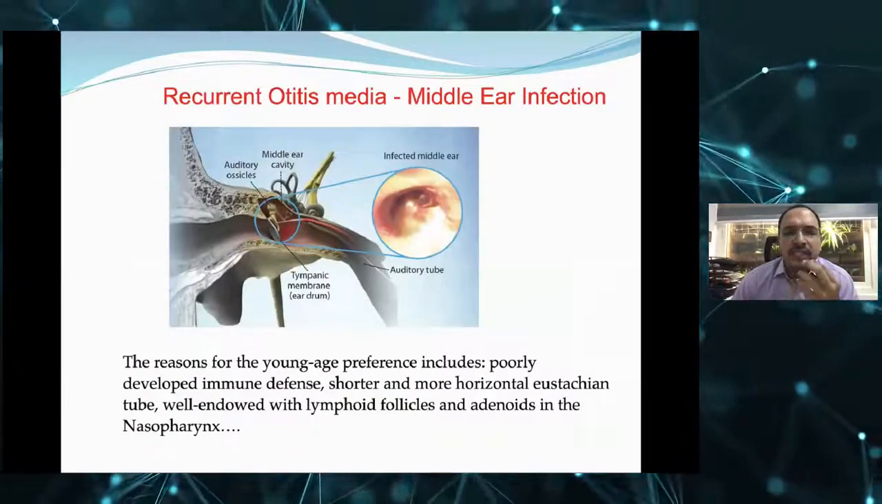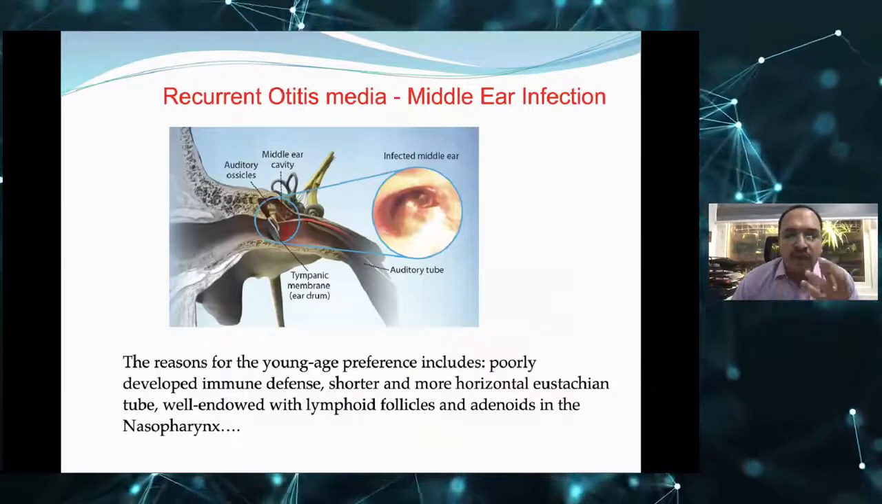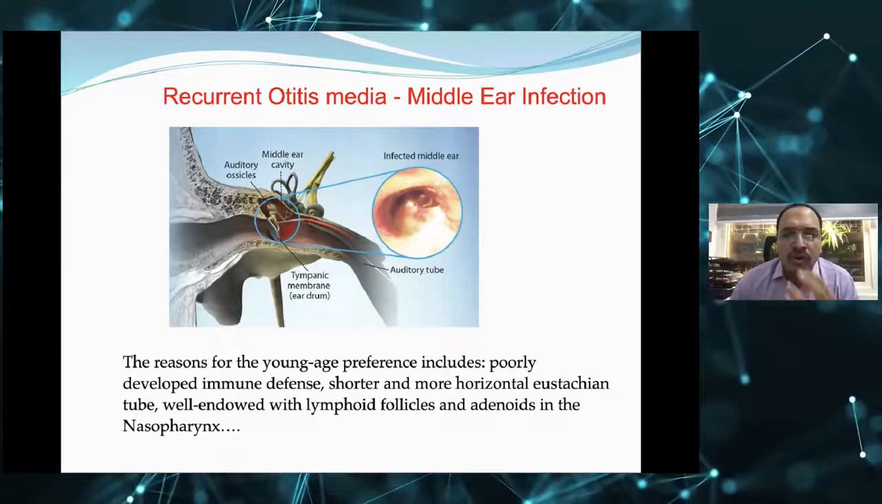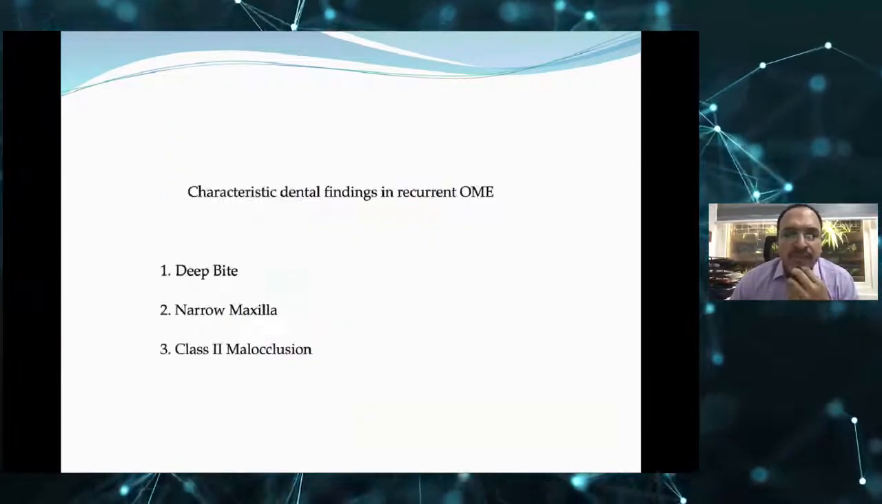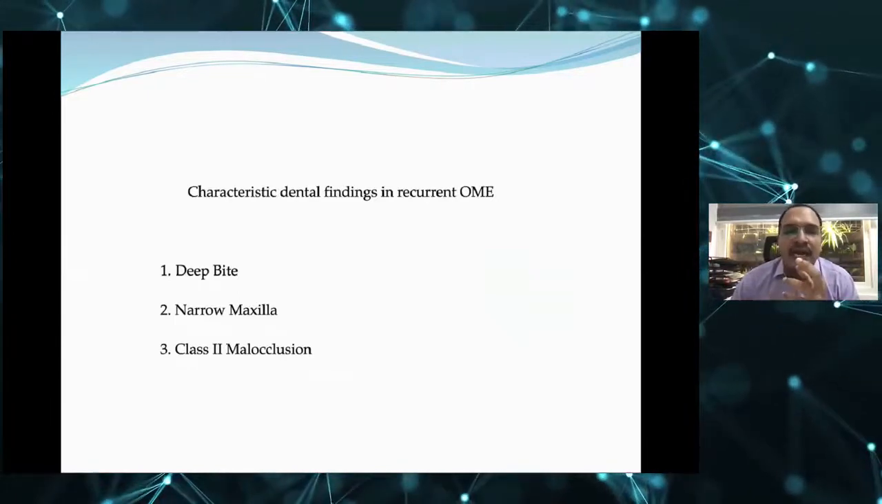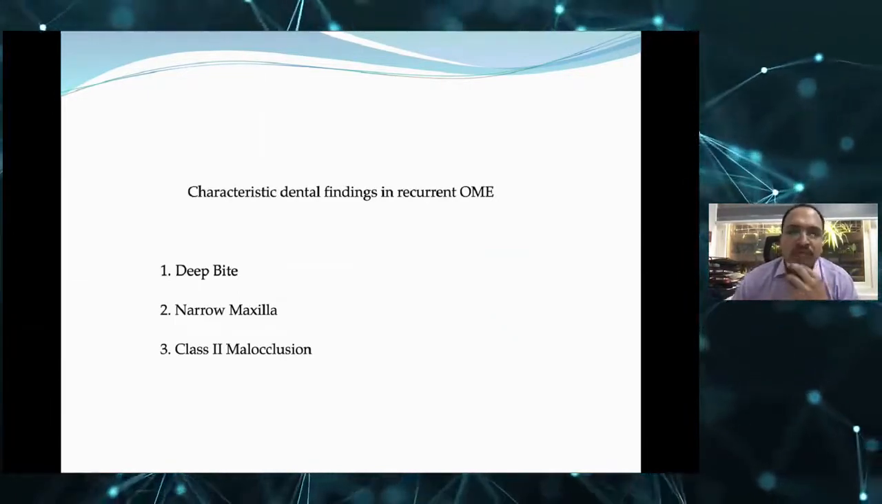Coming to the recurrent otitis media, where we see fluid collection, I'm not going into details about the pathophysiology because you people are the masters in it. So I'm not going into details about that. But the classical dental findings you see are a deep bite, a narrow maxilla, and a typical class 2 malocclusion, which is a convex profile.